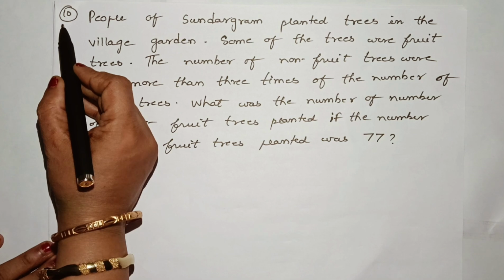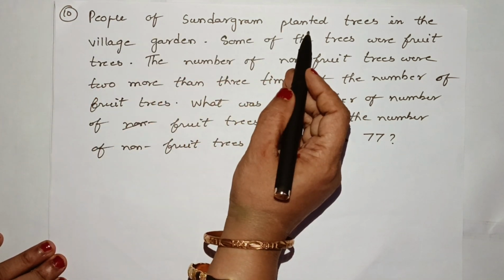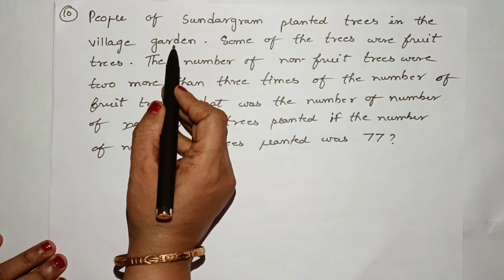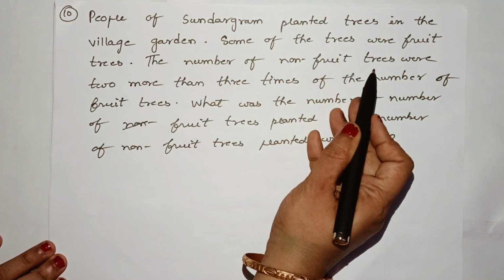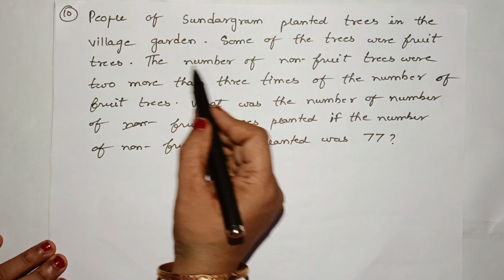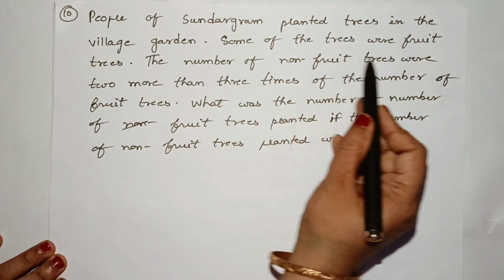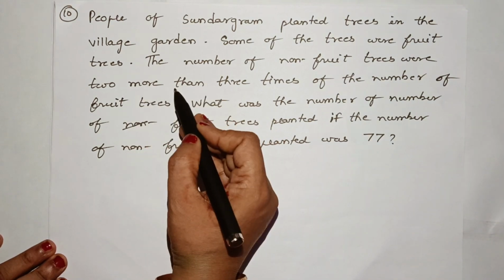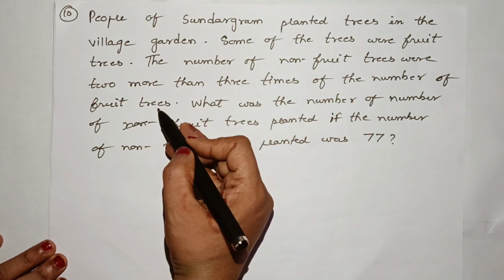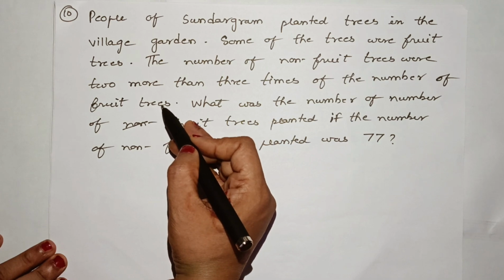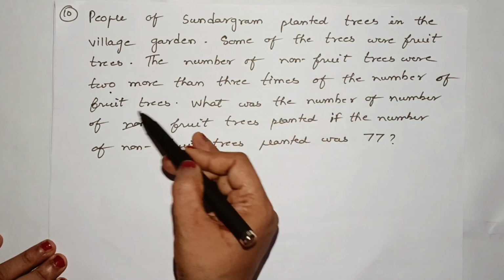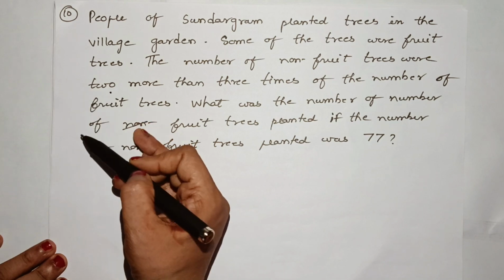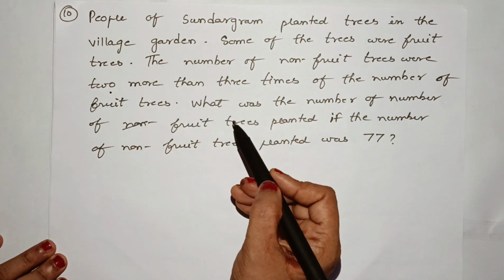Question 10, very important. People of Sundargram planted trees in the village garden. Some of the trees were fruit trees and some were non-fruit trees. Now here the condition is given. The number of non-fruit trees was 2 more than 3 times the number of fruit trees. We don't know the exact number of fruit trees, so we'll consider that as x. So the number of non-fruit trees will be 2 more than 3 times the number of fruit trees. It means 3x plus 2. So that is one expression we got.